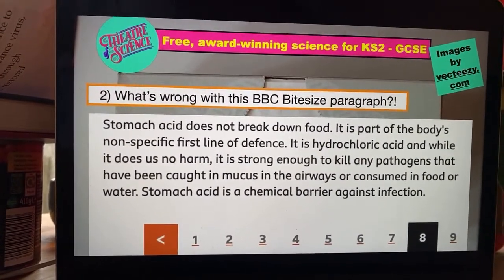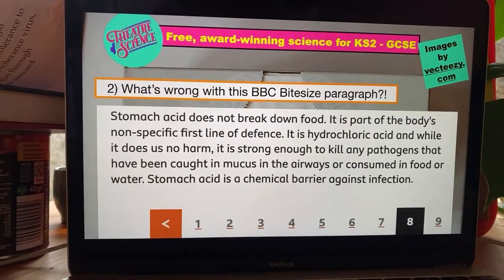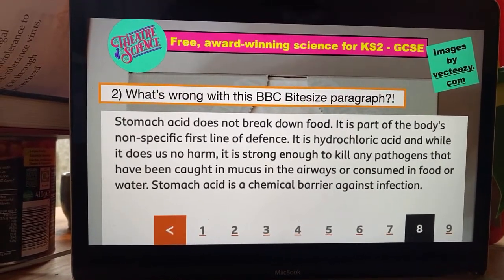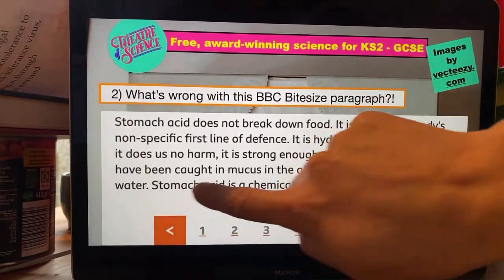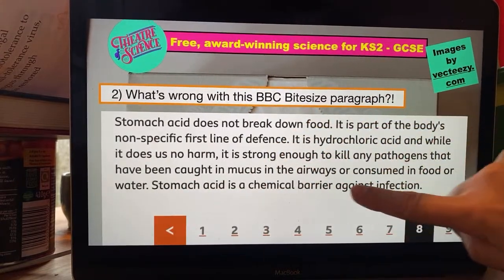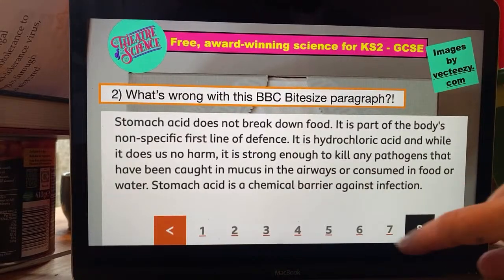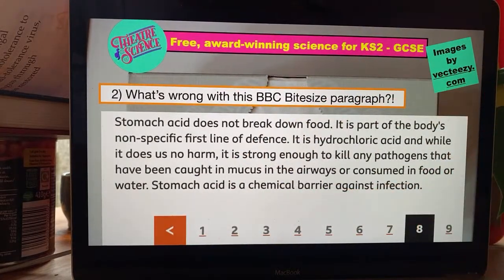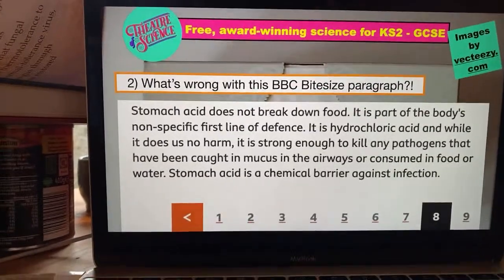Okay, so I showed you this paragraph from BBC Bitesize and I asked you what was wrong with it. There's one major thing that is wrong with it, and I'm sure it's just a typo. Stomach acid does not break down food. It's part of the body's non-specific first line of defence. It is hydrochloric acid, and while it does us no harm, it is strong enough to kill any pathogens that have been caught in the mucus in the airways. So hopefully you're understanding what this means now, right? Germs get caught in the mucus, in the airways, the trachea, the breathing tube, or they're on food, or indeed in water. Stomach acid is a chemical barrier against infection.